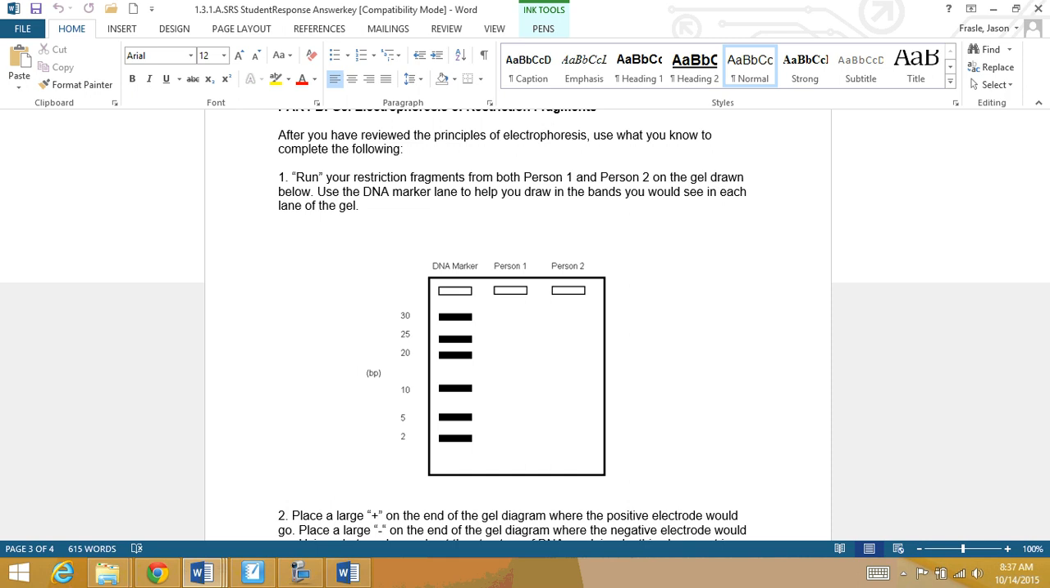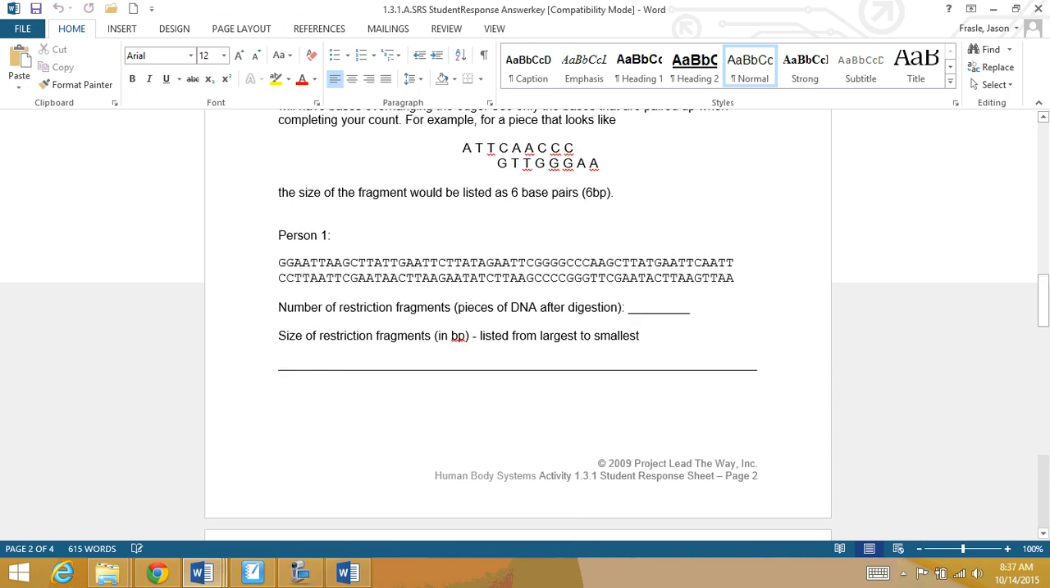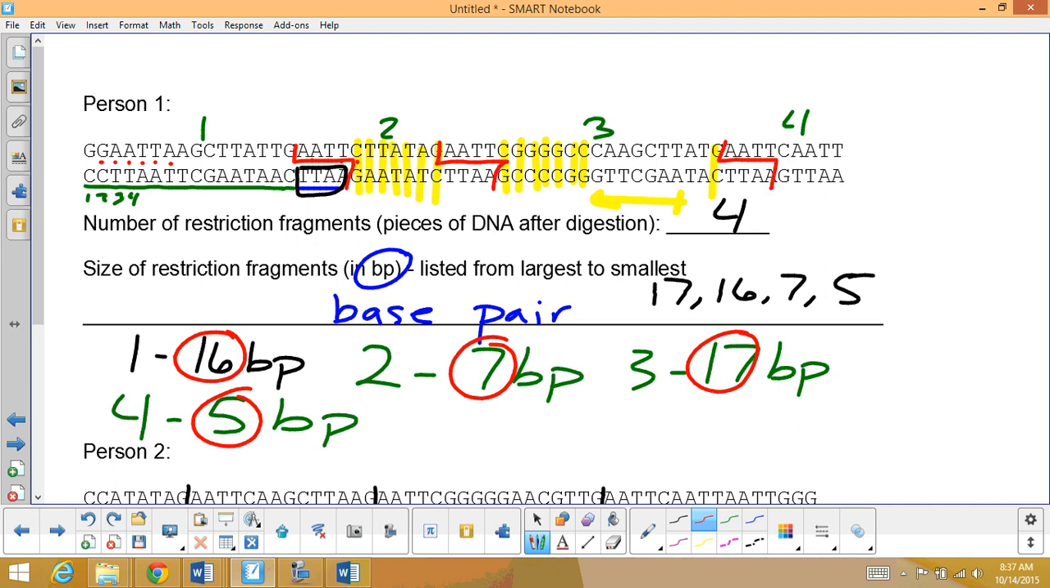So what happens with person 1 and person 2 is exactly what we just did, but it's visual compared to numerical. So person 1, we're going to put their DNA in here, and we know person 1 has 4 segments. We've got a 16, a 17, a 7, and a 5. Now, we know numbers. All we now have to correlate is numbers to make a visual picture of what's going on in this. So we're officially making the fingerprint now.